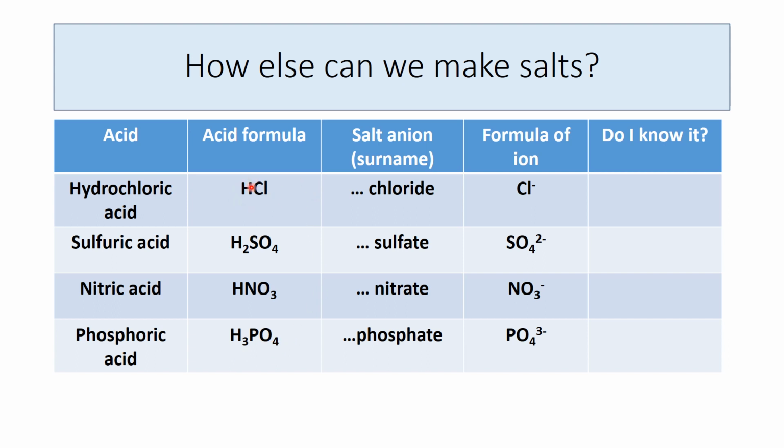In terms of hydrochloric acid, the salt anion, the negatively charged ion, is called a chloride and has the formula Cl-. A sulfate ion has the formula SO4 2-, and a nitrate ion has the formula NO3-. Whereas finally a phosphate ion has the formula PO4 3-. You need to know these ions, guys.